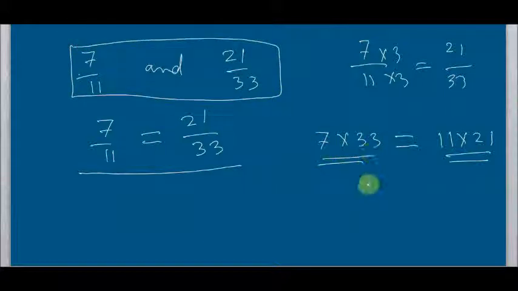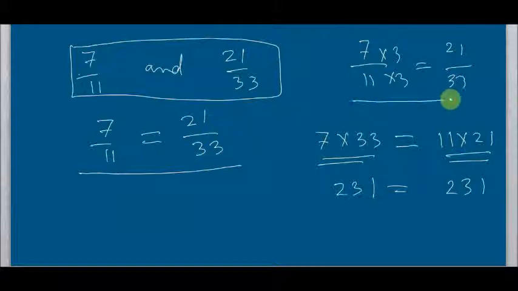You just multiply here. 7 3s are 21, 7 3s are 21, 231. Right? Do here 11 times 21 is 231. So 231 is equal to 231. That means these two fractions are equivalent. Okay, so we will write like this: 7 by 11 equal to 21 upon 33. Okay, so I have shown you two methods.